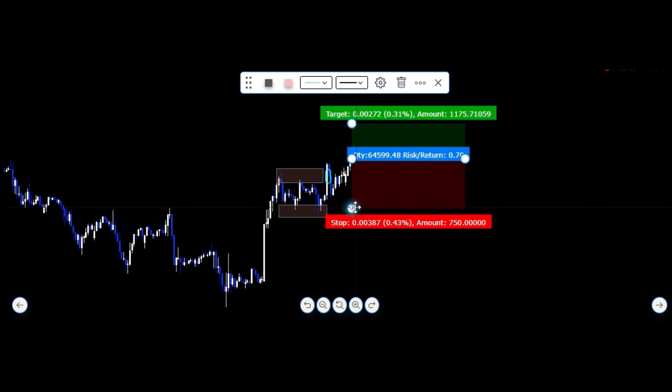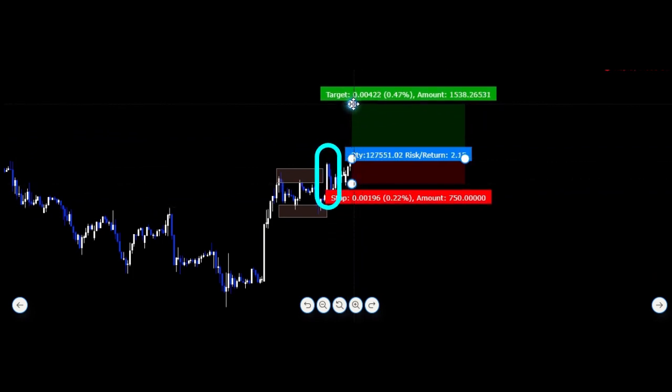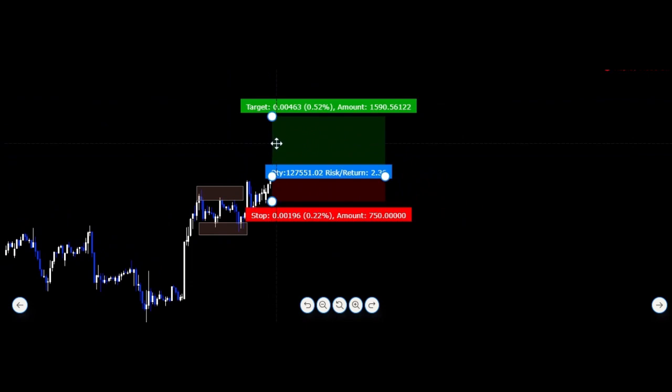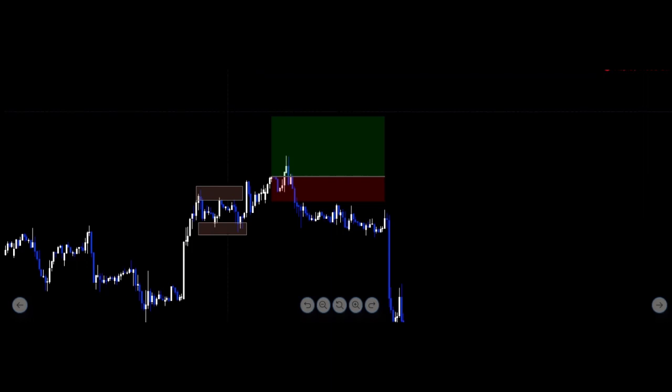And after seeing the market forming this big green candle, the retail investors would initiate their buy trade. But the market grabbed all its liquidity and continued its downtrend, which resulted in hitting the stop loss of the retail trader. And this is how the retail investors get trapped.